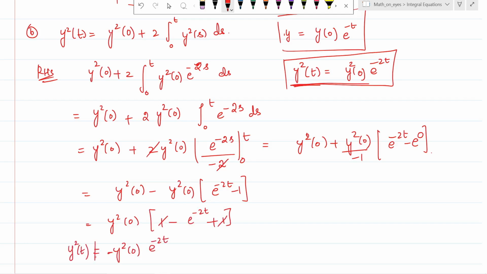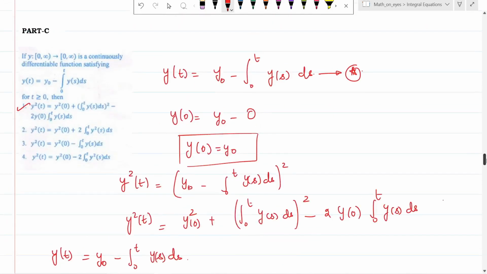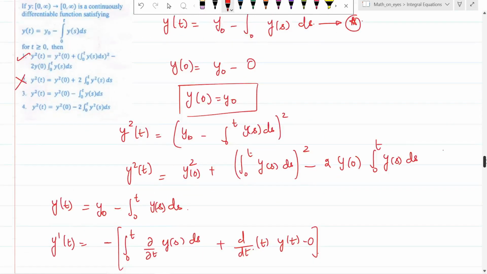No, it is not y squared of t. Y squared of t should be equal to y squared of 0 into e to the power minus 2t. Here we are getting a negative. So the second option is false. This is not true. And we find y squared of t is equal to y squared of 0 minus integral 0 to t y of s into ds.